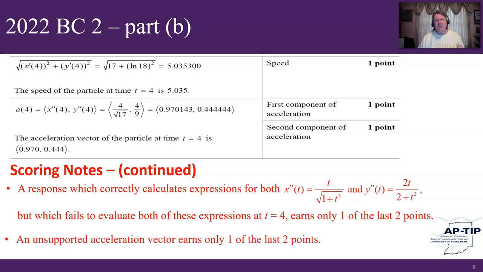And an unsupported acceleration vector. Well, let's say that a student actually has the correct value. Maybe they wrote it simplified, maybe they wrote it unsimplified. We're going to go ahead and award one of those last 2 points for a somewhat bald answer of the acceleration vector, knowing that the student did the correct procedure using their calculator most likely. It's just that they didn't communicate that setup like we would want them to do.